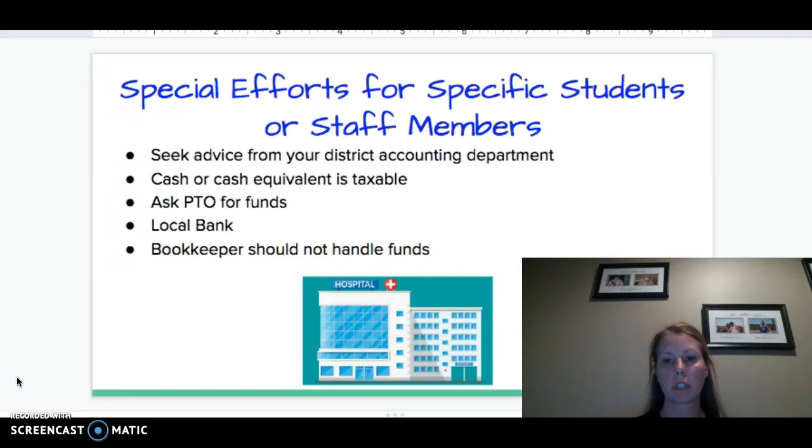Special efforts for specific students or staff members. This would be if there was a death or an illness, some special circumstance. Before you give any sort of gift or do a fundraiser, you should seek advice from the district accounting department. If you do give cash or cash equivalent gifts, again, it will be taxable. You should ask your PTO for funds of anything that you may need for that. Your local bank should be the one that is keeping track of all the funds for you, because the bookkeeper should not, since it's not really school related.